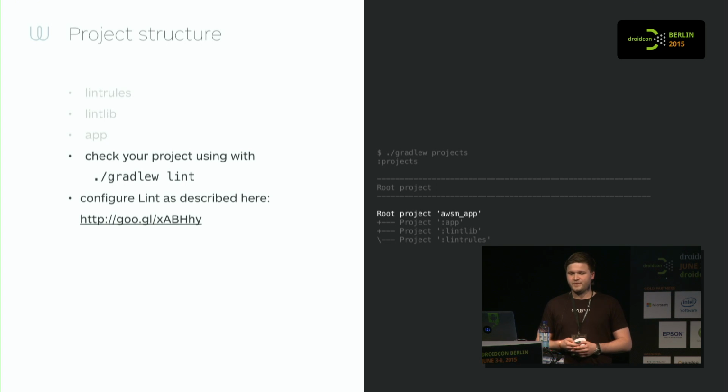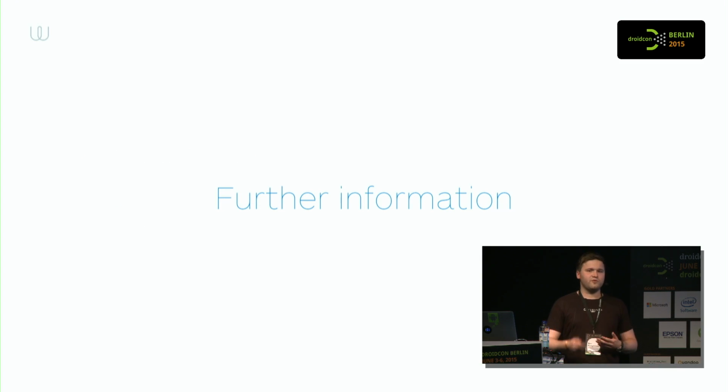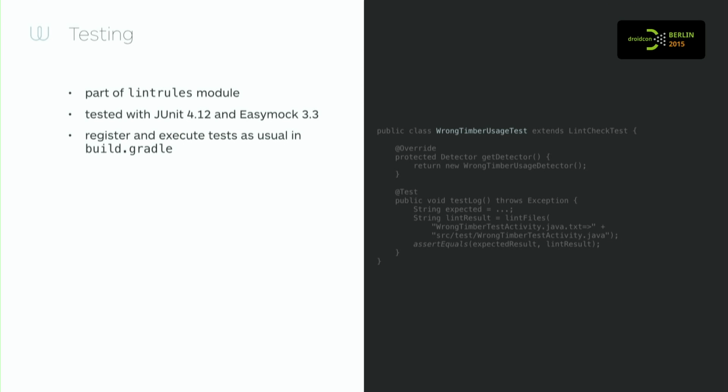Yeah, but the question is, now we have it included, but I mean, probably everyone likes debugging and testing, and so we want to add tests to our checks. The tests should be part of the Lint rules module. I personally tested it with JUnit 4.12 and EasyMock 3.3. Probably later versions work as well. And you register all the tests just as usual in the Gradle file.